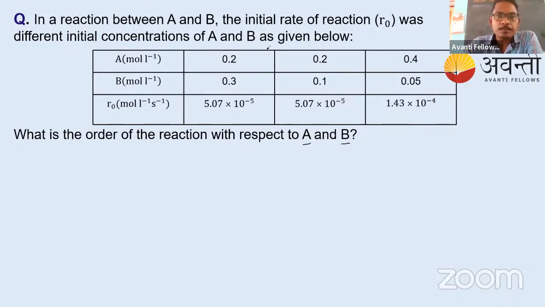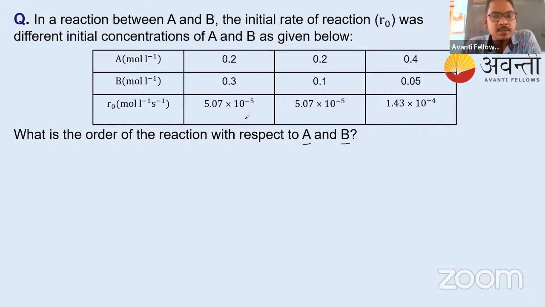Everyone, solve this. You can use the rate law to find the order of the reaction with respect to A and B, because we need the order with respect to A and B. So you need to find x and y. For that you need to write the rate law equation for this particular reaction.